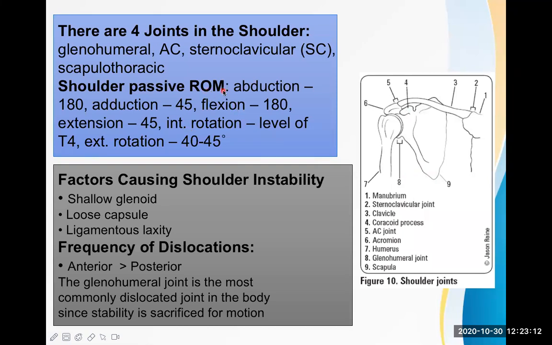Regarding the range of motion, ROM means range of motion, the shoulder enjoys a high degree of freedom, or a high degree of movement. The different types of movement are called abduction, adduction, flexion, extension, internal rotation, external rotation, and the combination of all of them is called circumduction. Circumduction is a rotatory type of movement which involves all of them together. So these are the types of movement which are possible in the shoulder joint.